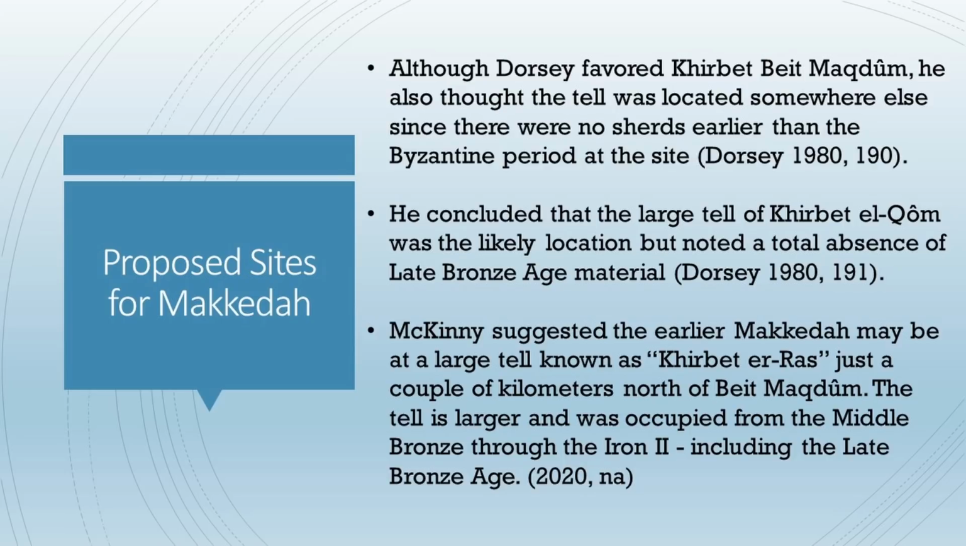And then Chris McKinney threw in an interesting point, and if it wasn't in the West Bank, we could go look. McKinney suggested that the ancient Makkedah tell, maybe a place called Khirbet Ures, just a couple of kilometers north of Makdum. The tell is larger, and it was occupied in the Middle Bronze through the Iron II periods, including the Late Bronze Age. Now, I don't recall right offhand how he knew that, but there is at least one tell nearby that could be the ancient tell.